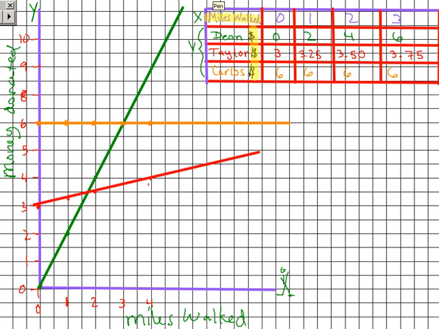So again, we can see that Dion's line at 0 miles is at 0. Taylor's line at 0 miles is at 3. Carlos's line at 0 miles is at 6. We can see that Dion's rate of change of 2 is happening that for every x goes up by 1, then y goes up 2. For every x going up 1, y goes up value of 2.